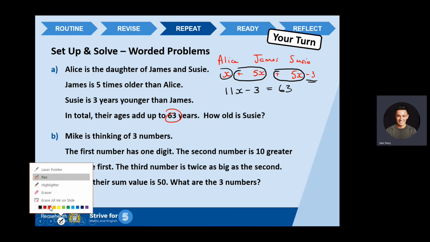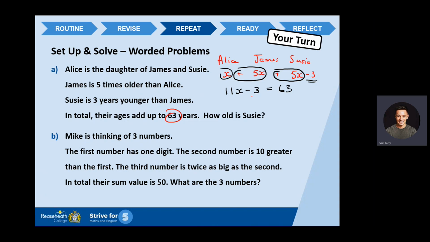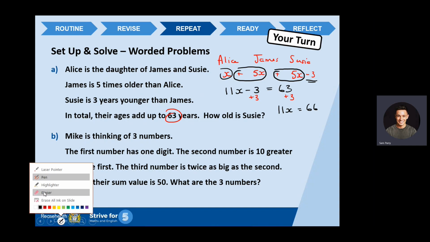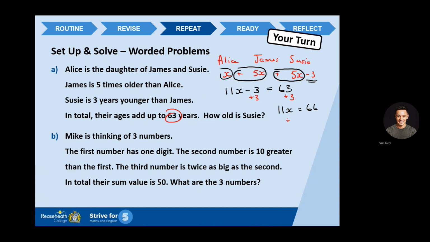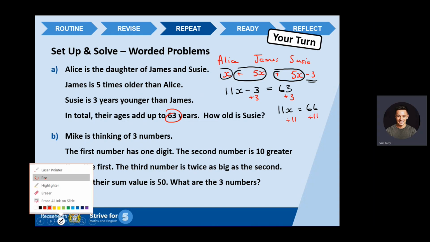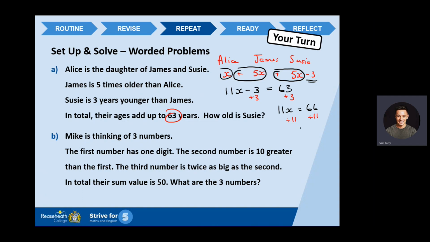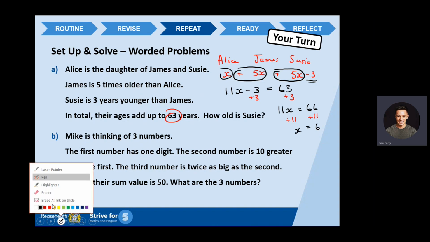I'm going to solve this equation now. So first thing we do, it says minus 3, so I'm going to add 3 to both sides. That's going to give me 11x equals 66. 11x equals 66. Last thing I need to do, divide by 11. Divide by 11. What does that tell me? Well, it tells me that x, this unknown number, is actually 6.